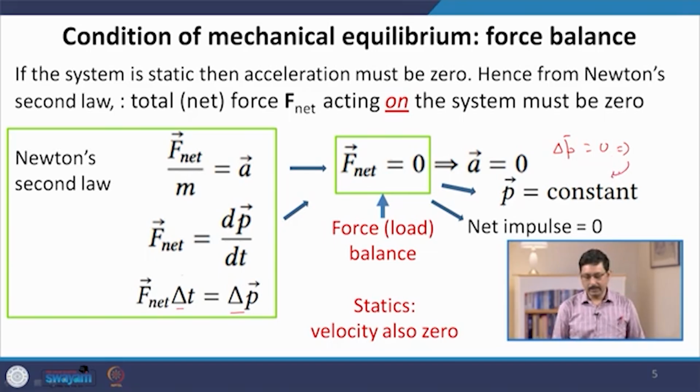And since delta p represents the net impulse of the system, it follows that if the system is in the force balance condition, then the net impulse must be 0. I am deliberately writing the same equation in multiple ways, so that you can look at the same condition in multiple ways.